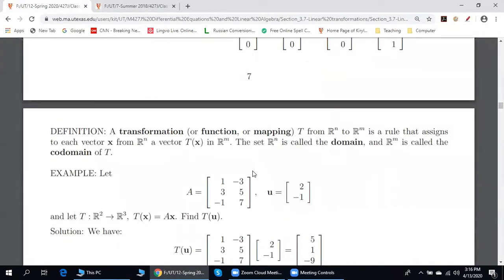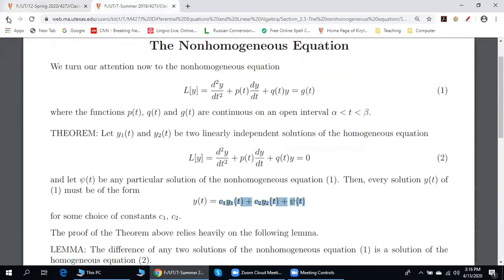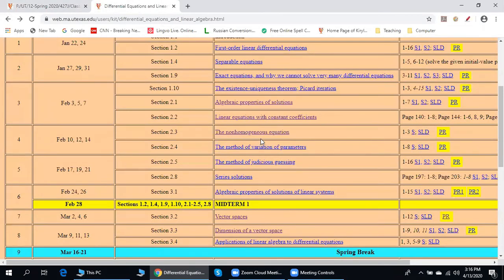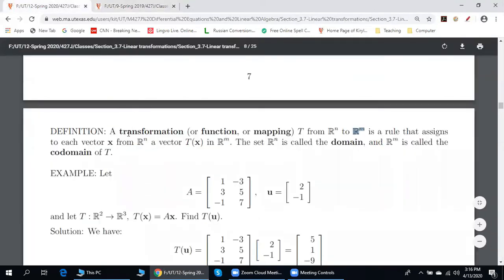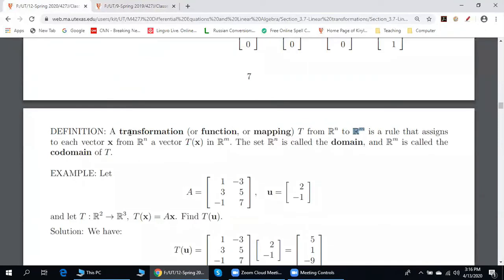The goal of today's class is to discuss transformations from Rn to Rm. I will show you an analog of linear operators that we discussed for functions. Remember, we discussed linear operators in this section, but these were operators on functions. Now let us discuss operators, and in particular linear operators, not on functions, but from Rn to Rm.